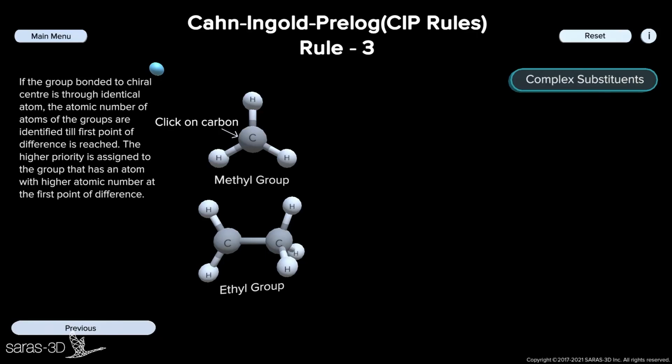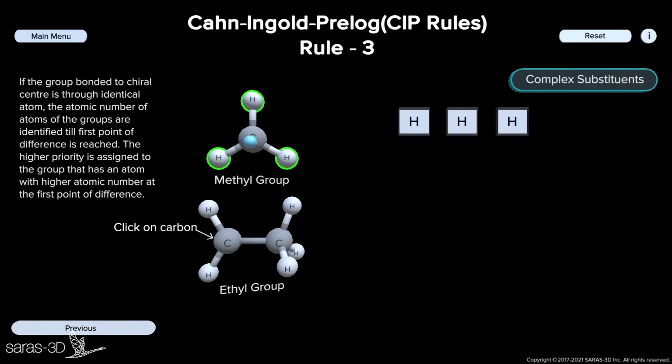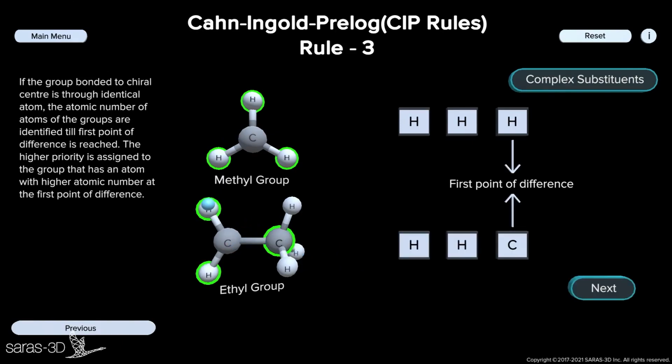So here we have the two groups, methyl and ethyl. Say for example, if we start with the carbon of the methyl, then we will have 3 hydrogens. And if we start with the carbon of the ethyl, then we will have 2 hydrogens and 1 carbon. So here we got the first point of difference. The atomic number of hydrogen is 1, that of carbon is 6. So in this case, the ethyl group will be assigned the higher priority over the methyl group.